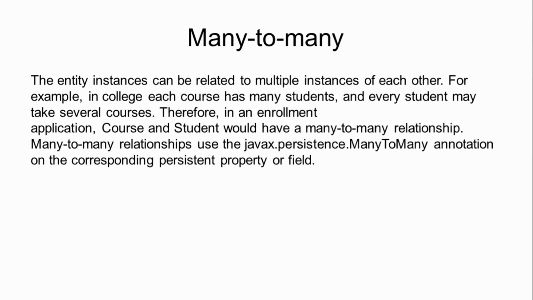Many to many. An entity instance can be related to multiple instances of each other. For example, in a college, each course has many students and every student may take several courses. Therefore, in an enrollment application, course and students would have a many-to-many relationship. Many-to-many relationships use the javax.persistence ManyToMany annotation on the corresponding persistent property or field.